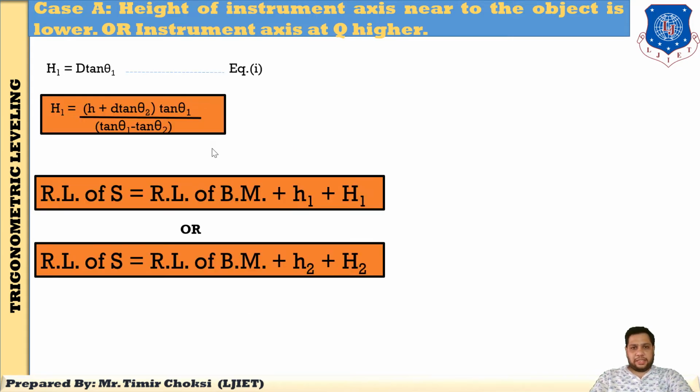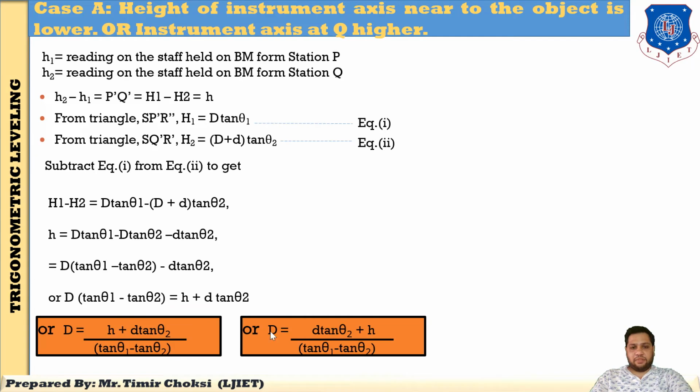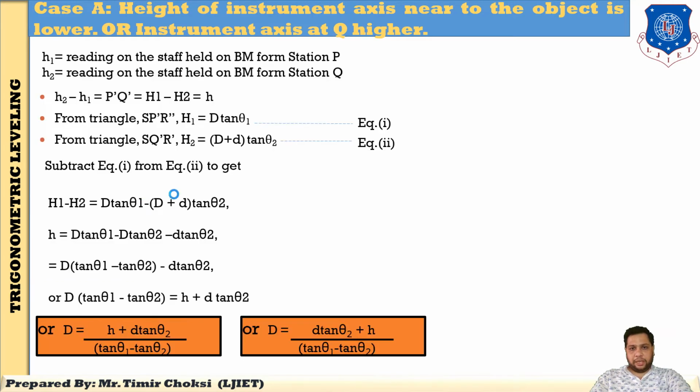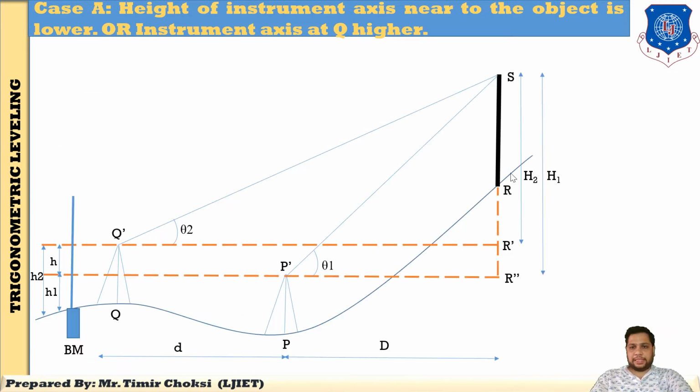Now you know our sequence is the same in any type of case: first D, then H1. Now you have to find the RL of the top point of the object. Our object is SR and the top point is S. You know how to find the RL starting from the bottom point. One is the RL of the benchmark, then you consider small h1, not a capital H. You consider this particular line. So I will repeat this.